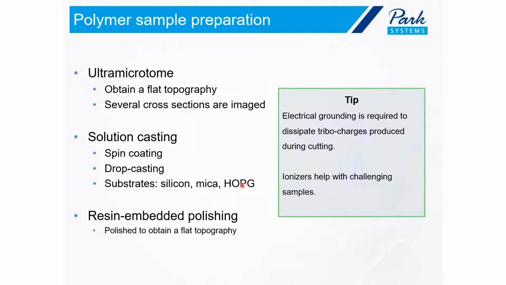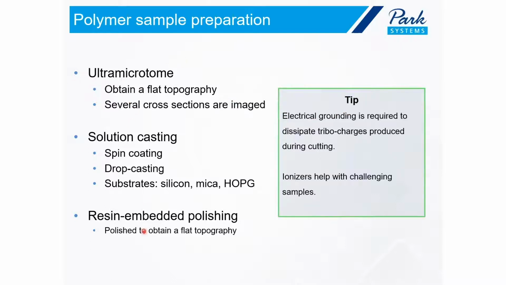So there is minimum interference by topography, and you can measure mechanical properties. Another method of sample preparation is resin embedded polishing. So basically we embed our polymer of interest in an epoxy resin and then polish this to obtain a flat topography. Again, the overall goal is to get a flat topography.